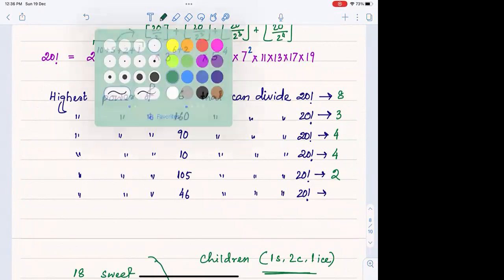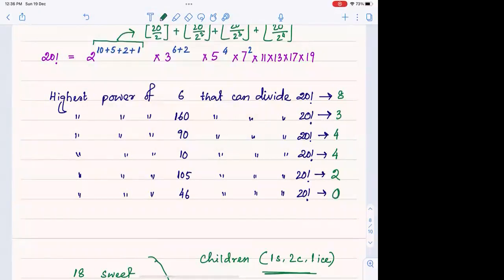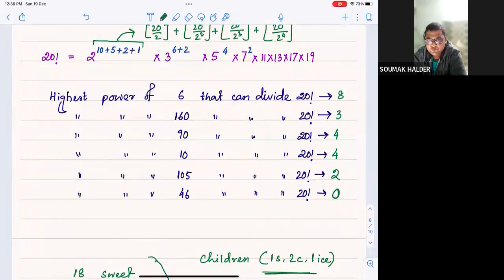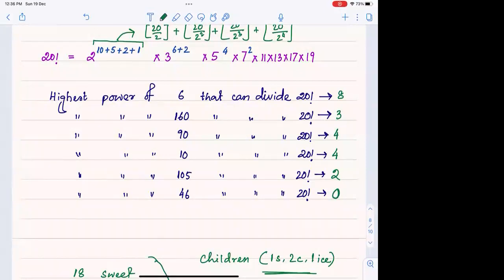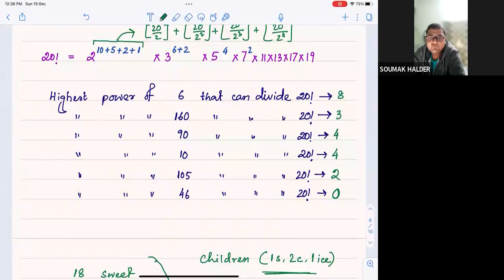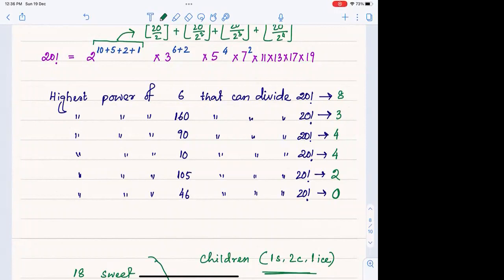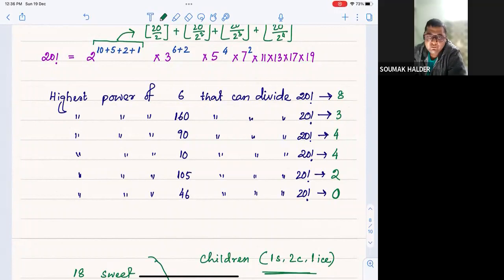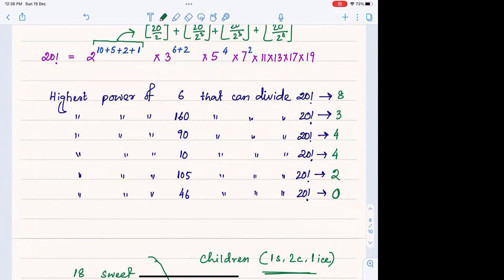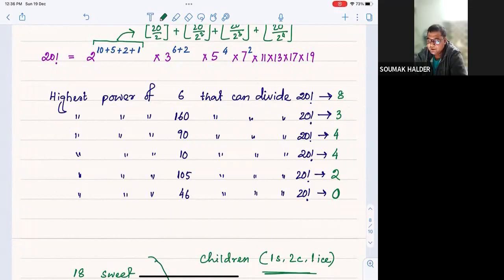Sir, it cannot divide because of 0. So that means the highest power should be 0, because 46 involves which primes? 2 and 23. Now 2 is there, but we don't have 23. Yes, sir. Okay. So the highest power of 46 that can divide 20 factorial is 0.